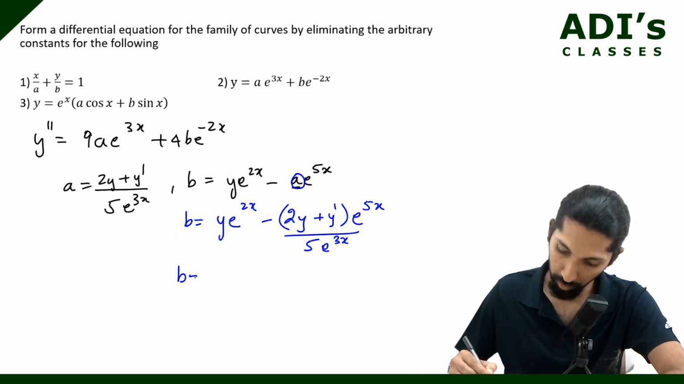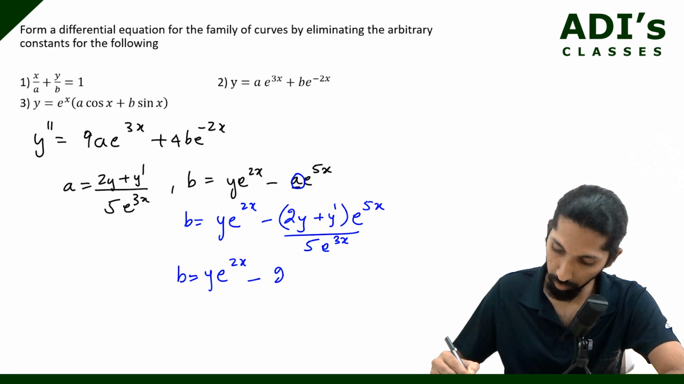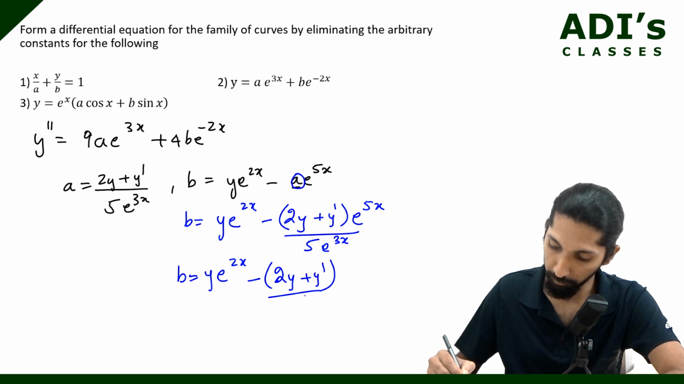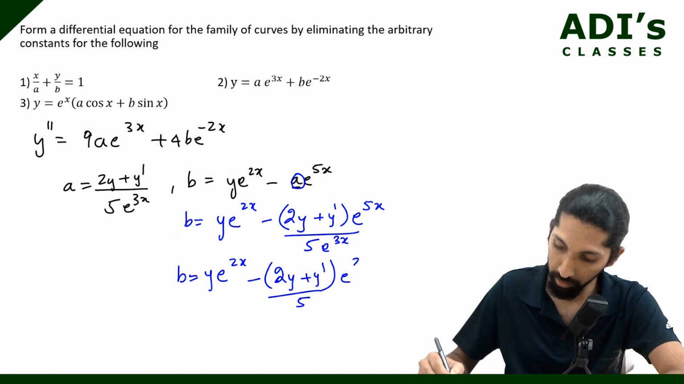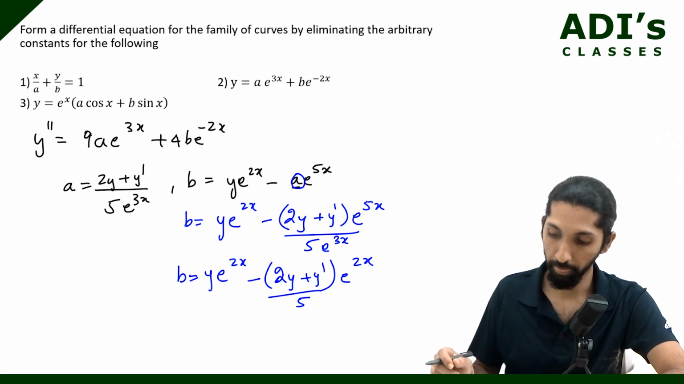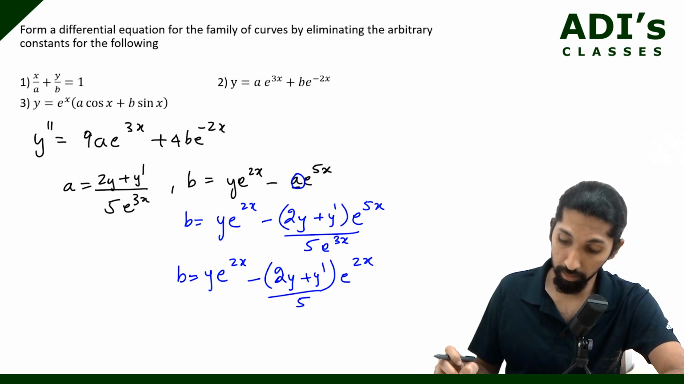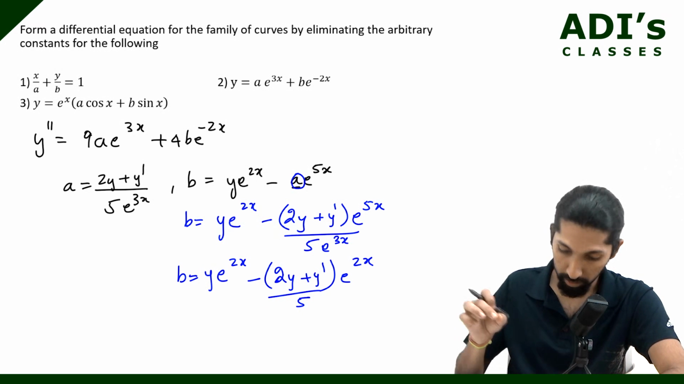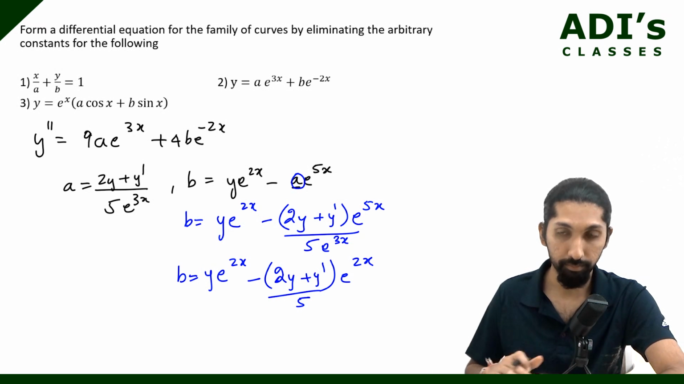So B is equal to y e power 2x minus 2y plus y dash divided by 5 into e to the power of 2x, correct? You can take e to the power of 2x common and you can simplify it even further. Let's do the simplification part first.